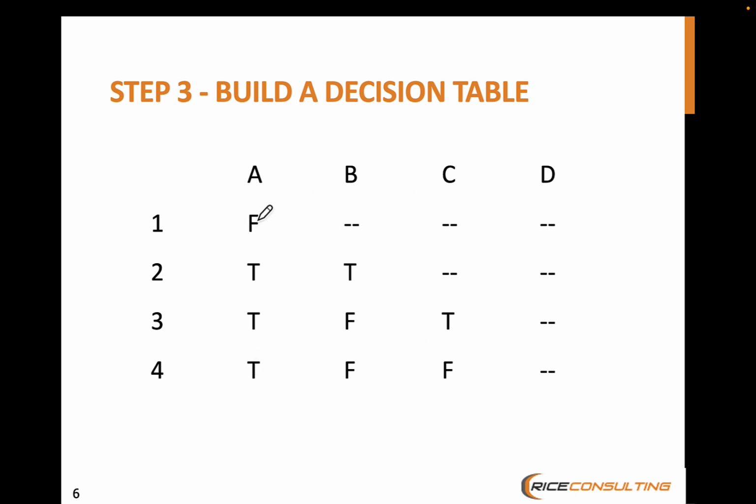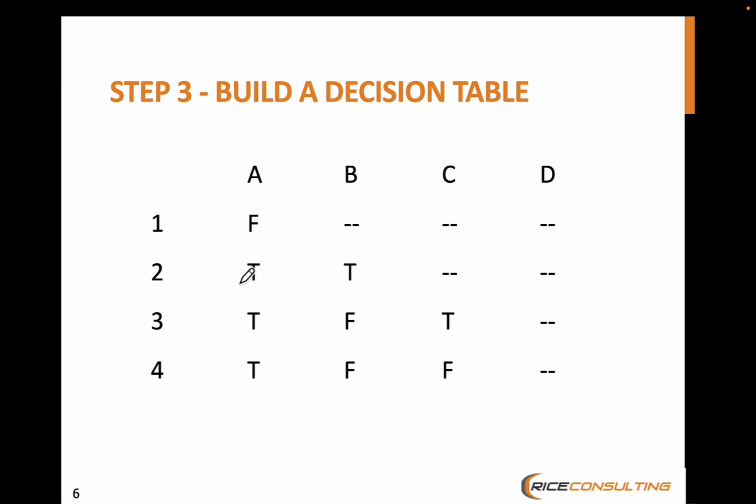And so here's our A false, and because it's false, we never hit B, so there's not a true false there. We never hit C, no true false there. And D is not really a true false construct anyway. It's just basically an arrival point. So I've got dashes there.